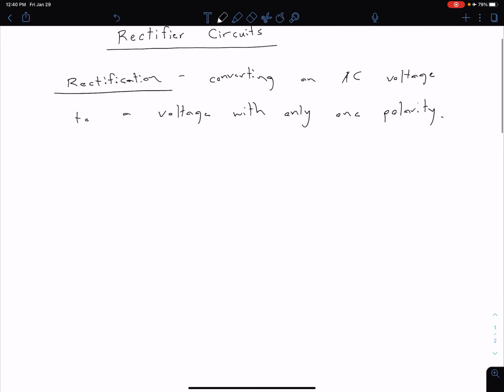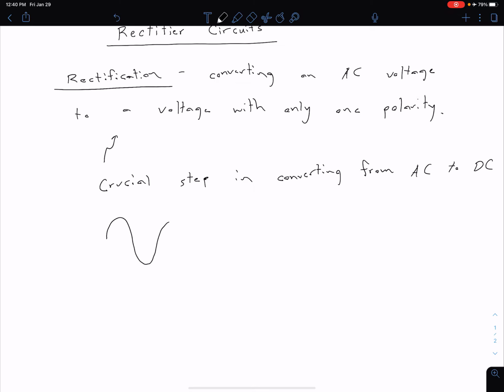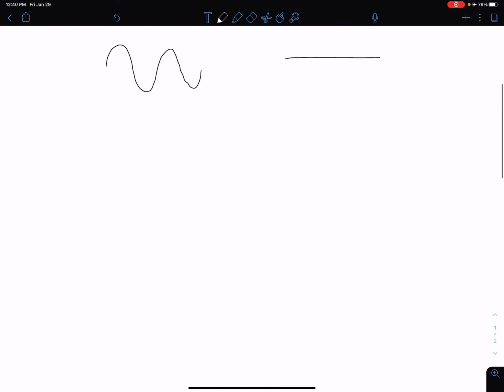Okay, so why is rectification important? Let's spend a few minutes talking about that. As we can see, this is going to be one of our crucial steps when we're converting from an AC voltage to a DC voltage. Not the only step, but a very crucial one. So of course, if we're talking about a sinusoidal signal, we have maybe some AC voltage that looks like this, but we want just some constant DC level. So rectification is a key part of that.